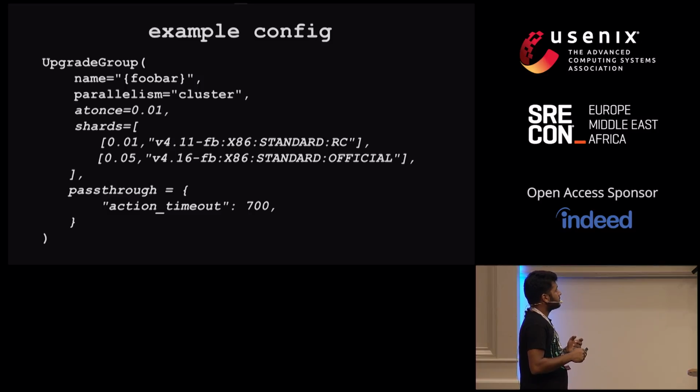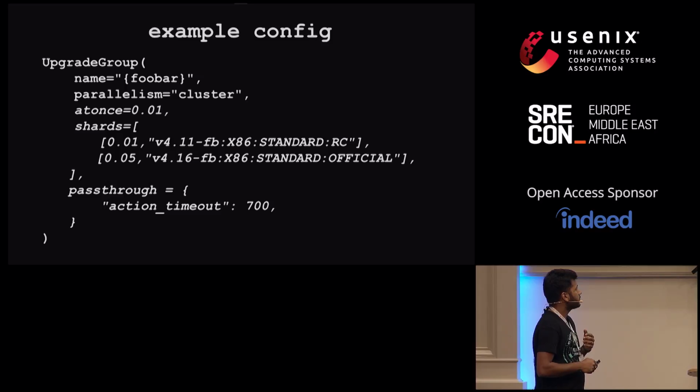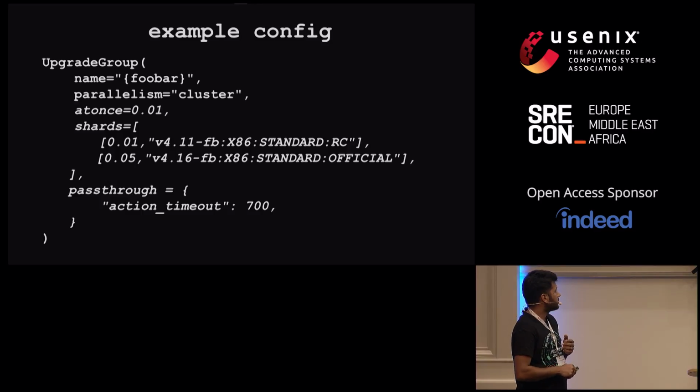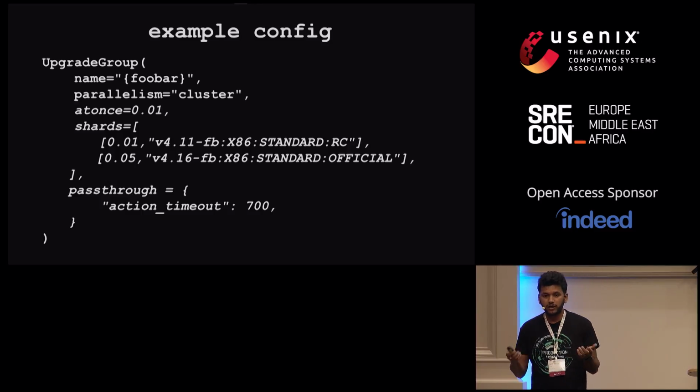I also specify something called the shards. Here, I am trying out 2 different kernel versions, 4.11 FB standard RC, release candidate, and 4.16 official version, for 5% and 1%. And I can also pass arbitrary arguments into the automation itself. This is where you specify things like how long you have to wait before you reboot the machine, and it can be arguments to your maintenance handlers and things like that.